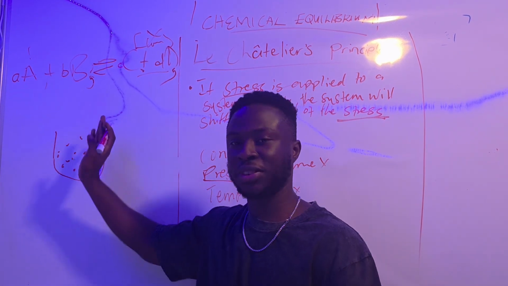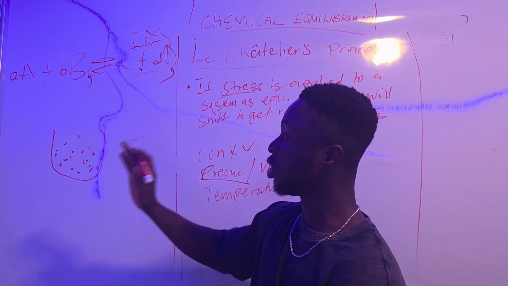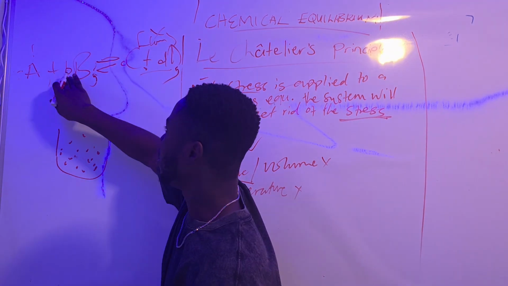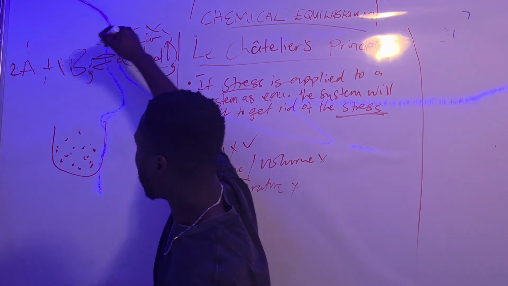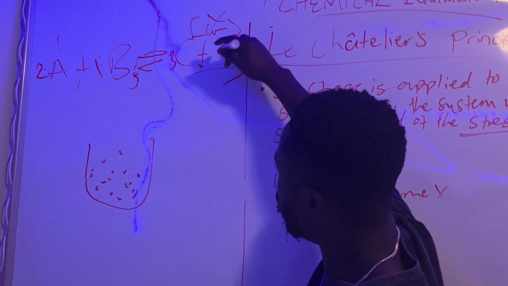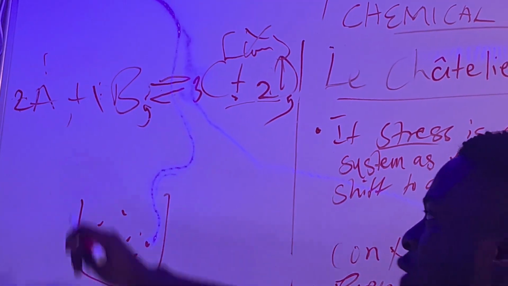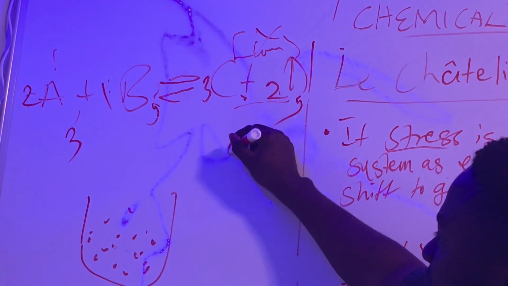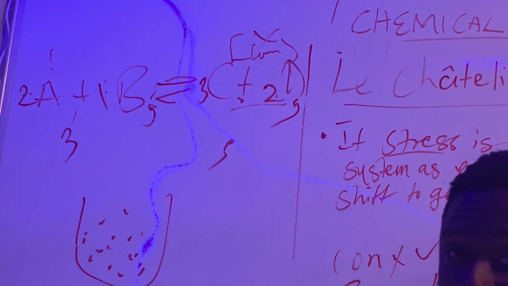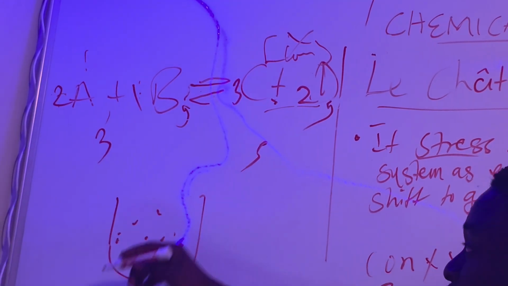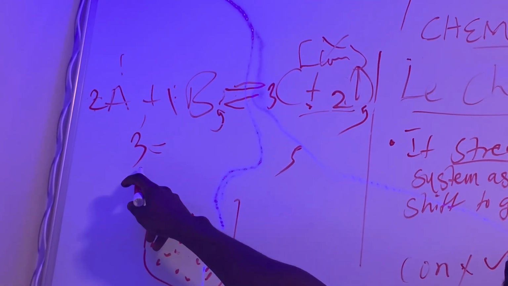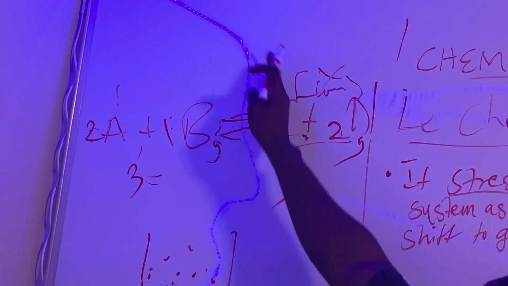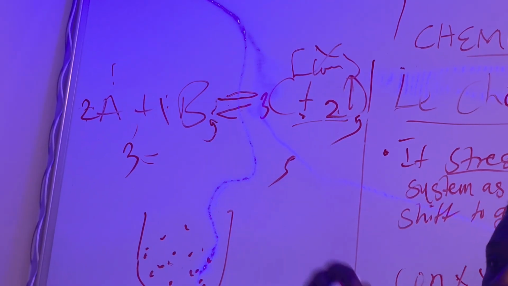The system is going to shift to wherever there are smaller number of moles. Let's say this was supposed to be a reaction like 2, 1, 3, 2 over here. Let's say this is balanced. The total number of moles over here is 3, and the total number of moles over here is 5. So if I do apply pressure to this system, it's going to shift to where there are fewer moles, which is 3, right? So that the system would be balanced in order to distribute the pressure that is on the system more evenly.